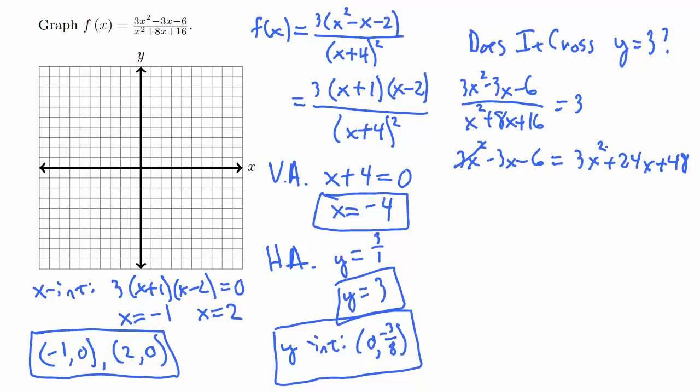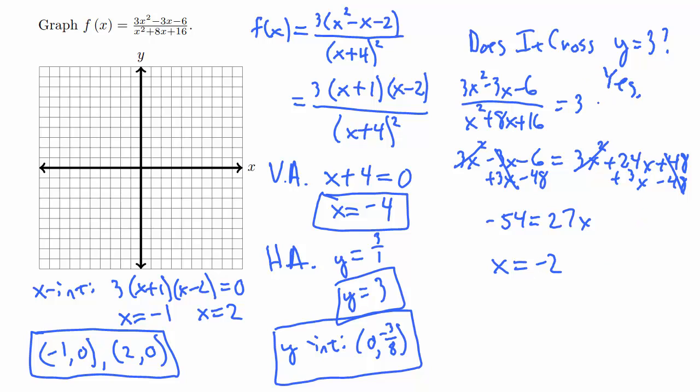Notice that the 3x squareds cancel each other. And I can get the x's on one side. I'm going to go ahead and add 3x to both sides here. So that means I need to subtract 48. So that goes away, that goes away. So I'm left with negative 54 is equal to 27x. And divide by 27 means x equals negative 2. So the answer is yes, it does. And it crosses at negative 2. So the coordinate where it crosses is at negative 2, 3.